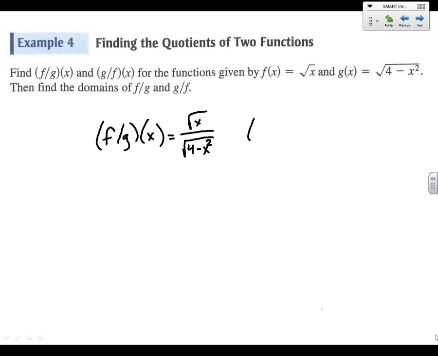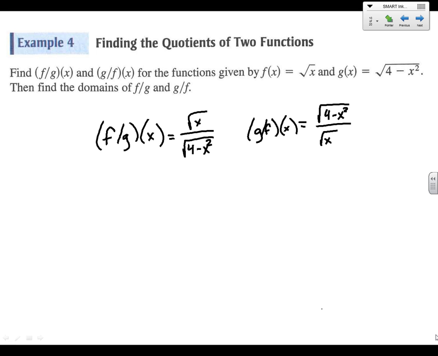Conversely, if we tried g over f of x, we end up with the root 4 minus x squared on top and the root x in the denominator. So the important thing here is we need to figure out the domains of both of these solutions.